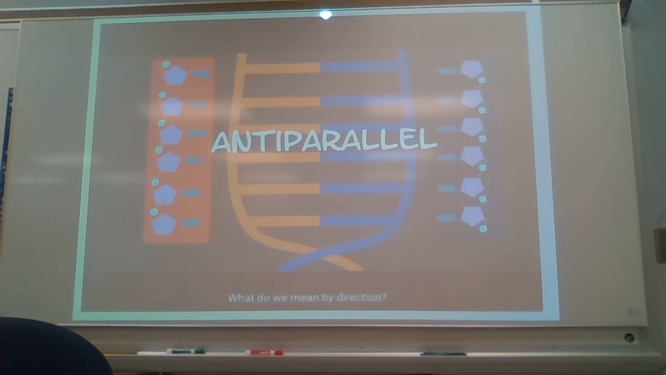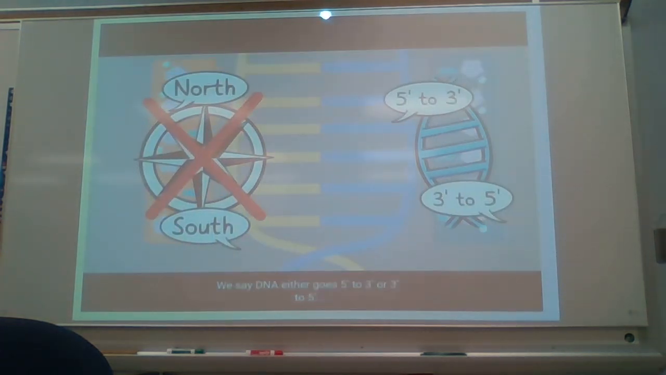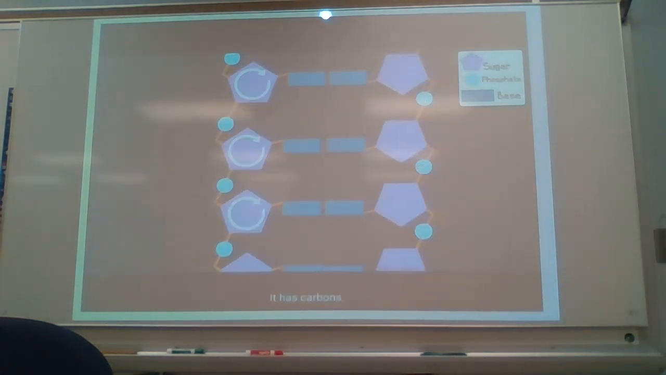What do we mean by direction? Well, with DNA, we don't say north or south. We say DNA either goes 5' to 3' or 3' to 5'. What in the world does that mean? Well, the sugar of DNA is part of the backbone of DNA. It has carbons. The carbons and the sugar are numbered right after the oxygen in a clockwise direction. 1', 2', 3', 4', and 5'. The 5' carbon is actually outside of the ring structure.